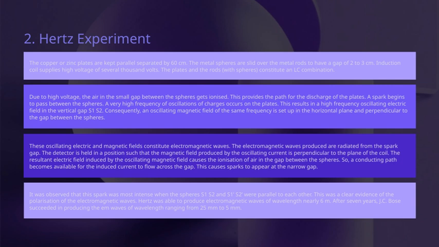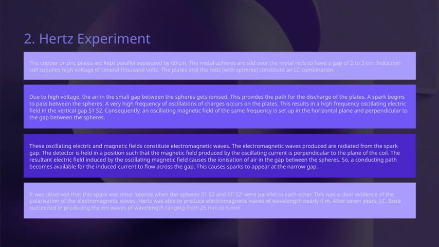Then, 7 years later, J.C. Bose made a significant breakthrough by producing electromagnetic waves with wavelengths ranging from 25 millimeters down to 5 millimeters. These oscillating electric and magnetic fields are what we call electromagnetic waves.